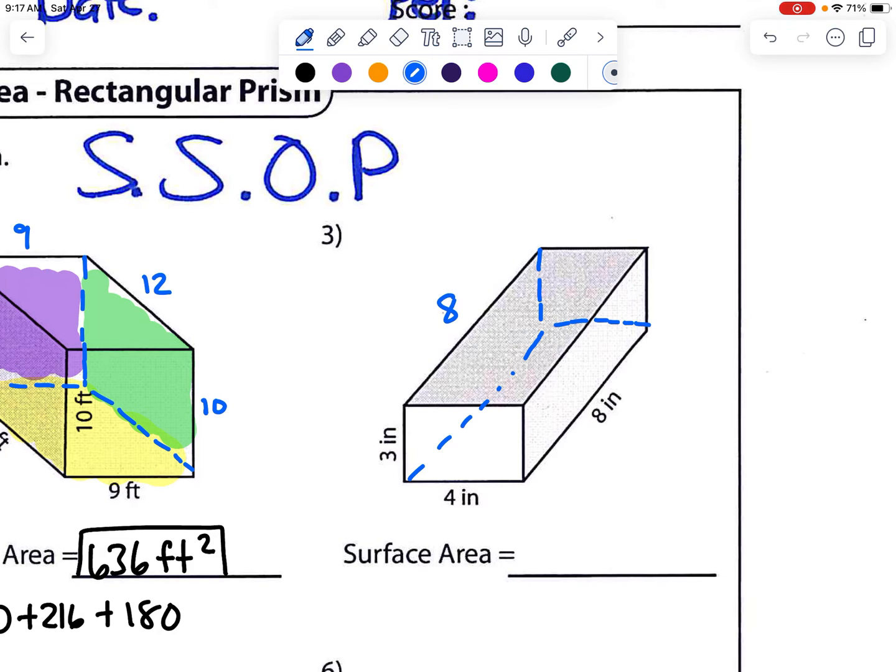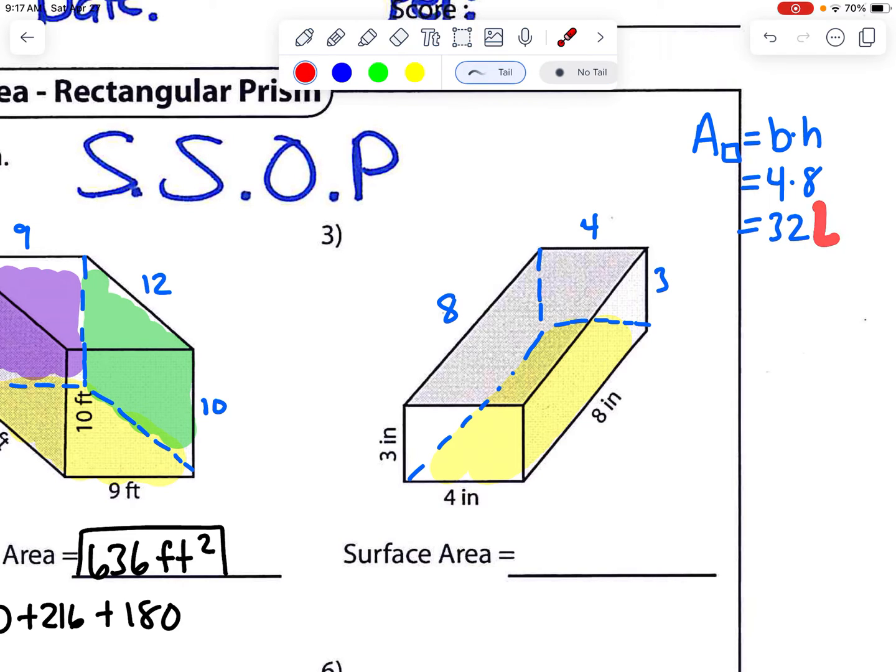This one would be 8. This would be 4. This would be 3. Okay? So let's start with area of a rectangle is base times height. So I'm going to highlight this bottom rectangle right there. The bottom rectangle is a 4 by 8, ladies and gentlemen. So we have 4 times 8, which is 32. The bottom's 32, the top is 32. So let's times 32 by 2, and we shall get 64.